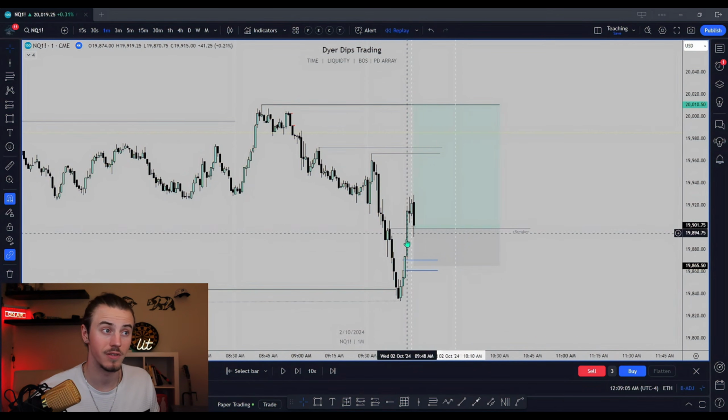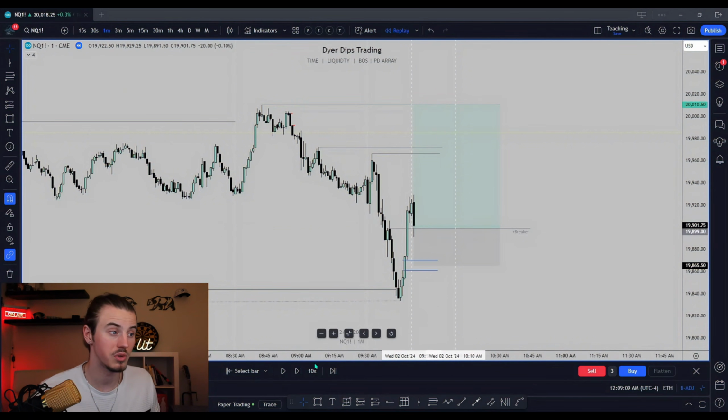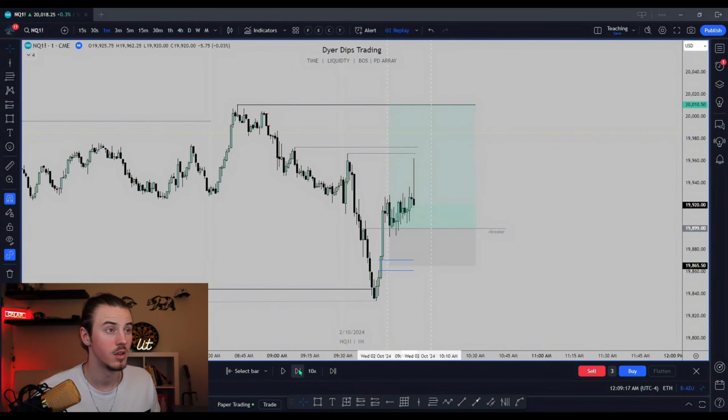You could have taken the fair value gap there as well. That's totally viable or fair. But we're going to stick with the breaker for the sake of the video and for the sake of adding confidence and getting the best entries. And so now we kind of wait and see what price does. Wait for it to play out.